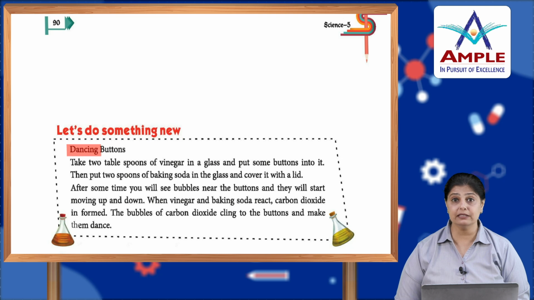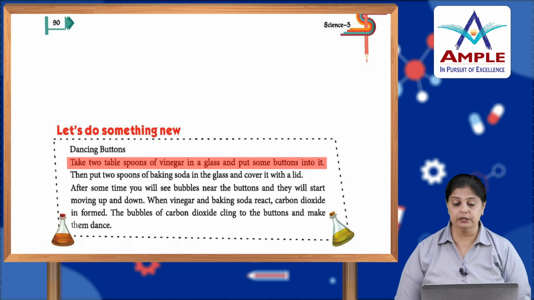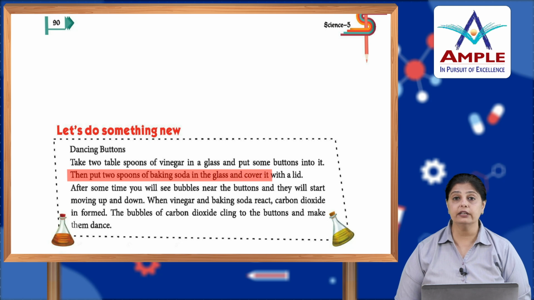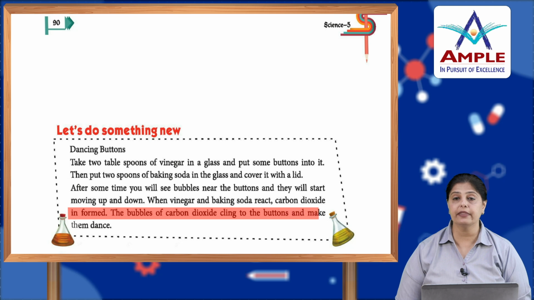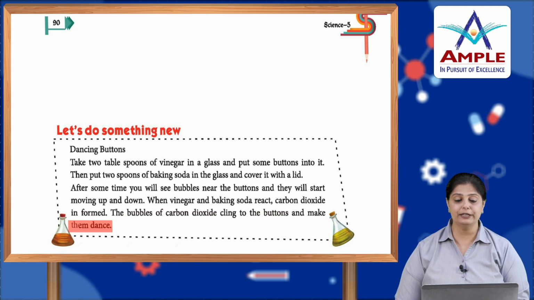You have to make dancing buttons. Take 2 tablespoons of vinegar in a glass and put some buttons into it. Then put 2 spoons of baking soda in the glass and cover it with a lid. After some time, you will see bubbles near the buttons and they will start moving up and down. When vinegar and baking soda react, carbon dioxide is formed. The bubbles of carbon dioxide cling to the buttons and make them dance. Try doing this experiment and see the buttons dancing.